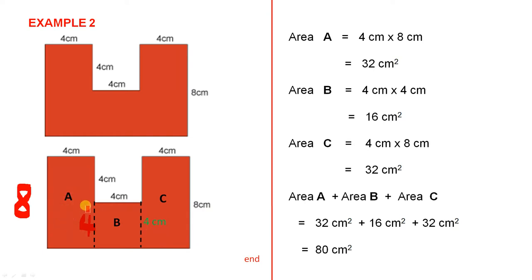So now we have the measurements for A, B and C. So area A equals 4 centimeters by 8 centimeters, which is 32 square centimeters. Area B is 4 centimeters by 4 centimeters, and that's 16 square centimeters. And area C is 4 centimeters by 8 centimeters, which is 32 square centimeters. Area A plus area B plus area C, we just add the 3 separate areas together, and we have 80 square centimeters for that original shape.